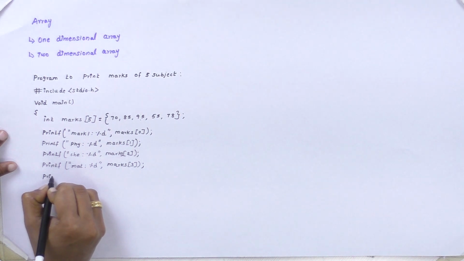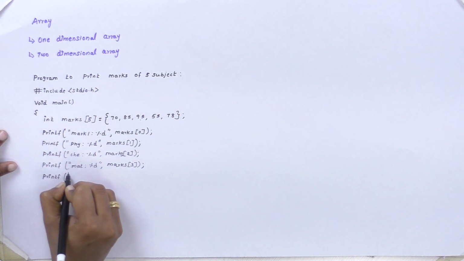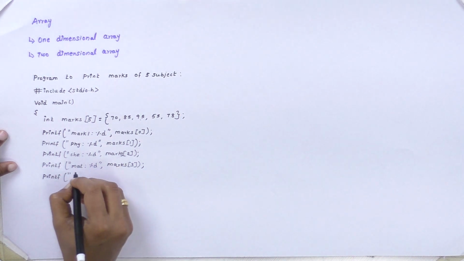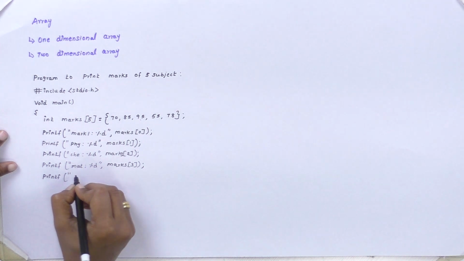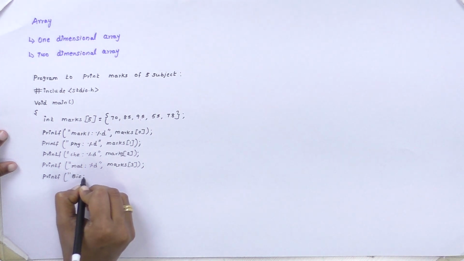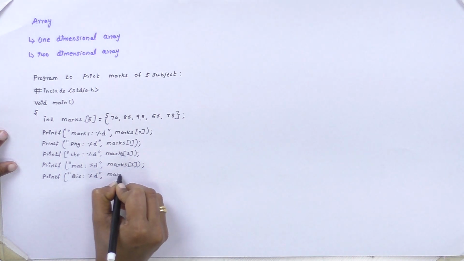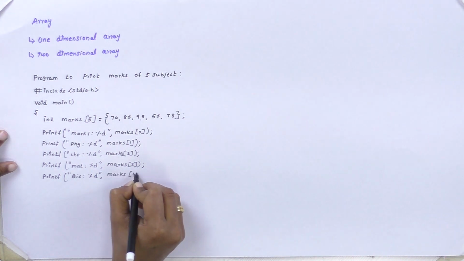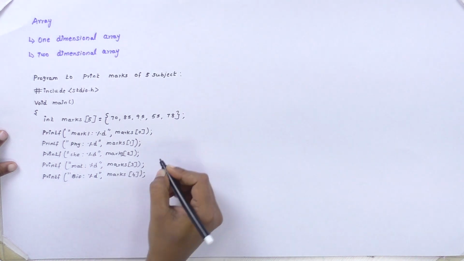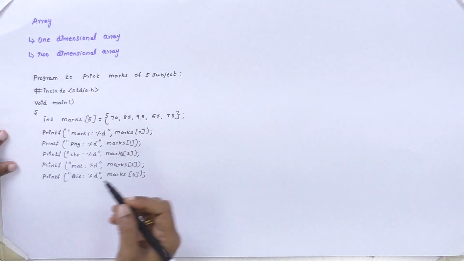Next printf, for example biology or computer science, anything, marks of 4, it accesses the value 78.